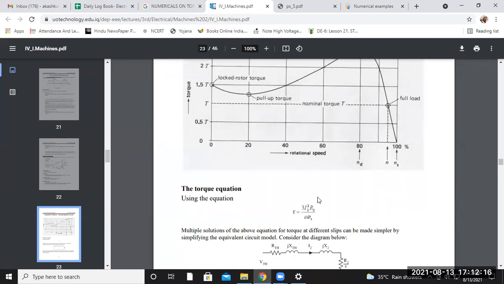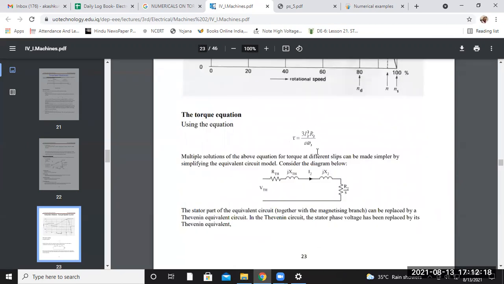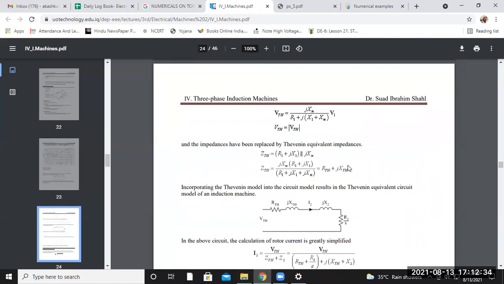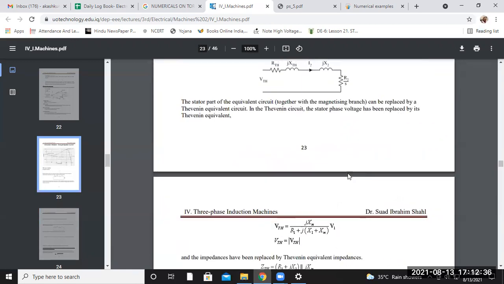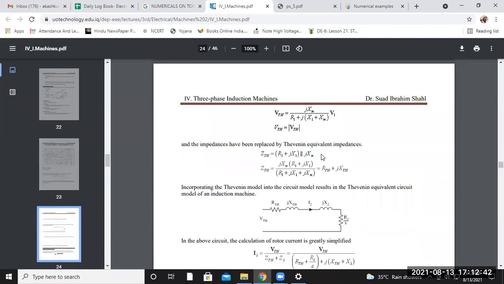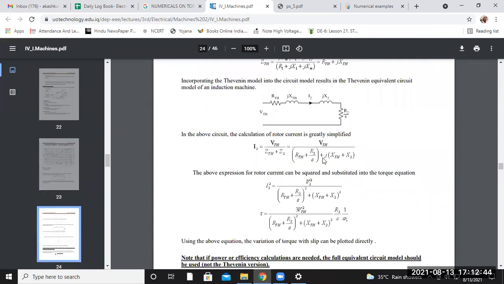So the total torque equation of the induction machine is given by this equation, that is 3 I2 squared R2 upon S omega S. This is the speed of the induction machine. Accordingly, if we draw a circuit diagram, this will be the circuit diagram of the induction machine. Then, if we apply the Thevenin equivalent to this circuit, we can use the same concept.